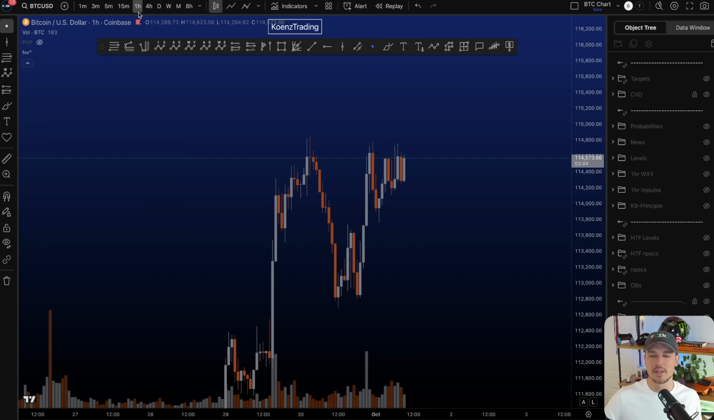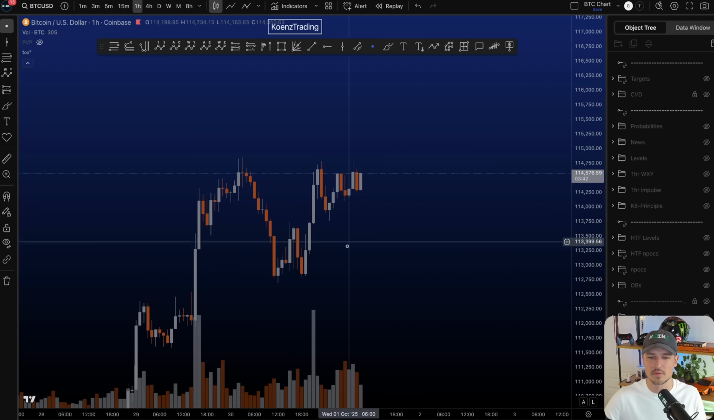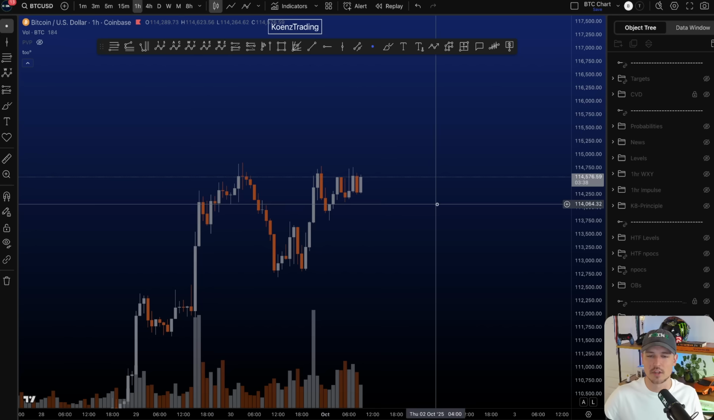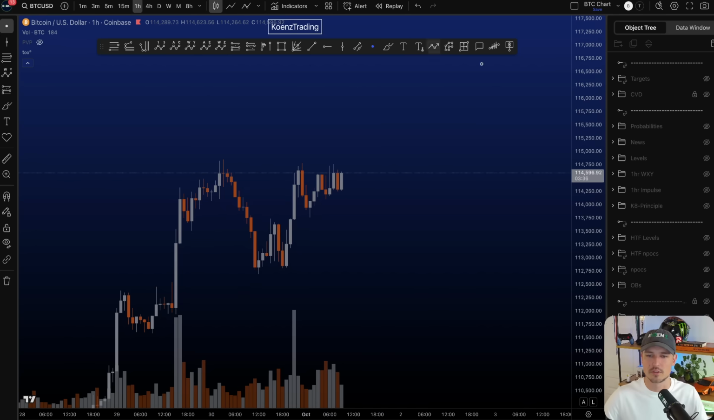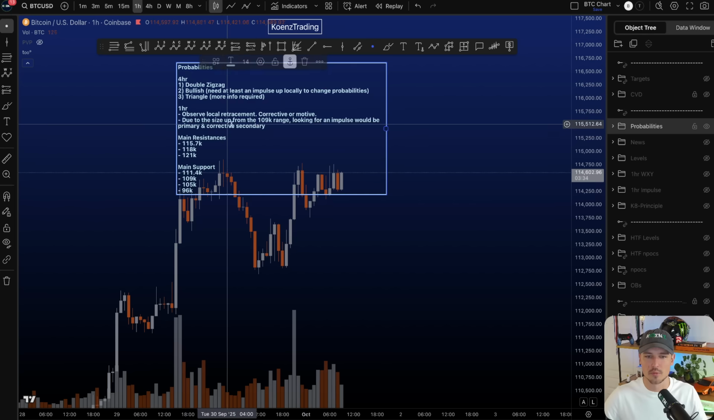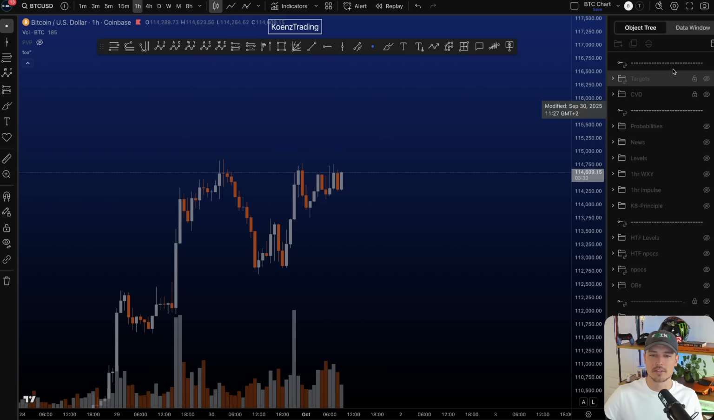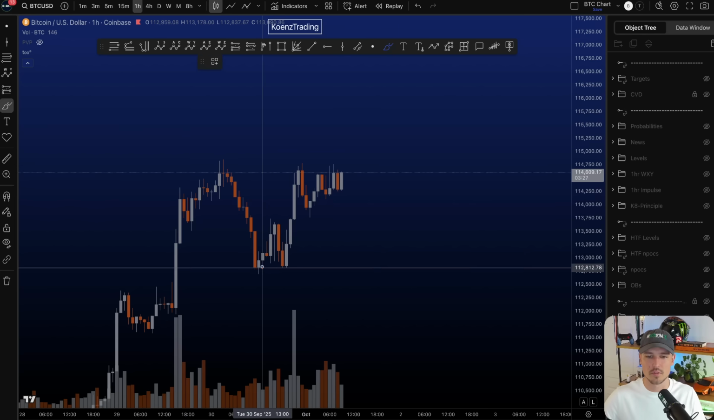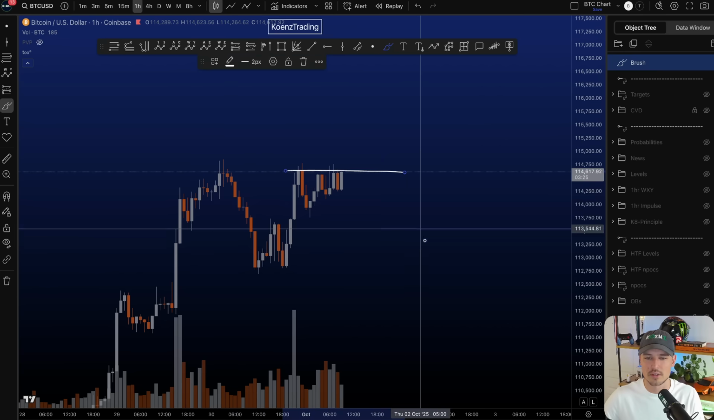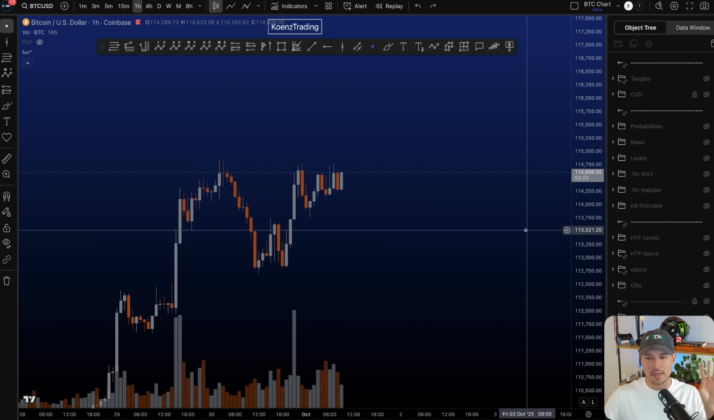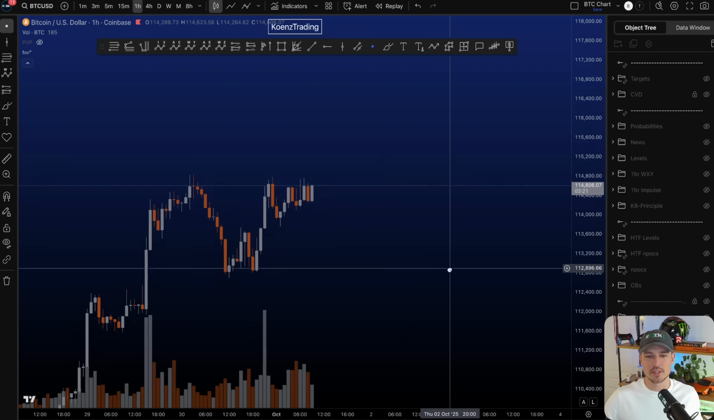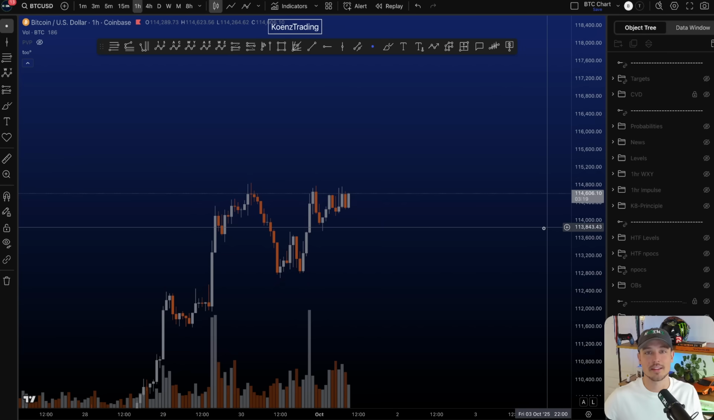So in general, as we are patient, we waited for price to show us some more information, right? That is exactly what I showed in the video yesterday as well. Just be patient here. The probabilities, observe the local retracement, corrective or motive. And these are then things that you can keep an eye on, right? What's the volume doing over here? Do we touch the 886, etc., right? So cool. Just make sure you trade safe, enjoy your day, and that's it from me.